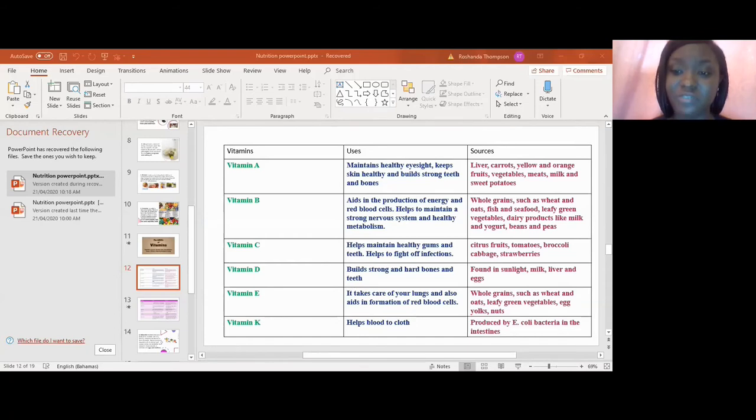Interestingly enough, vitamin K is produced by E. coli bacteria in the intestine. So we don't get vitamin K from foods, we get vitamin K from a bacteria that is found in our intestine, okay, or in our digestive tract.